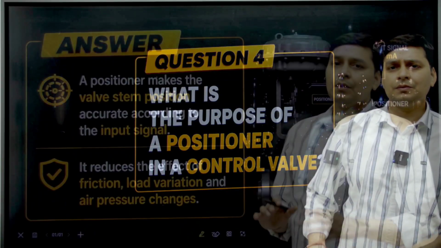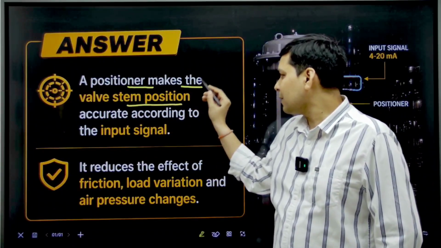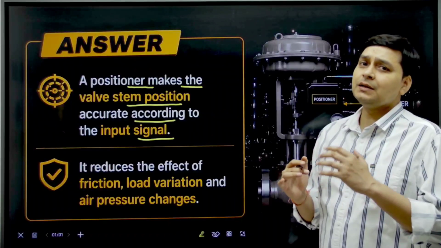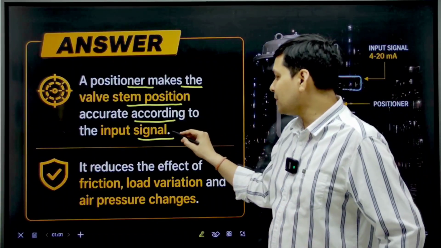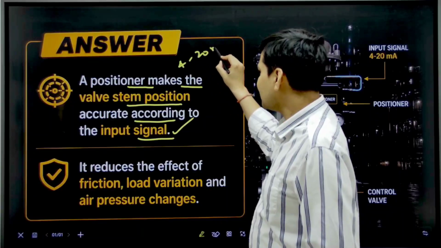Let's discuss it. Look friends, a positioner makes the valve stem position accurate according to the input signal. A positioner is an instrument that positions the valve according to the input signal, and this input signal is a 4 to 20 milliampere signal.